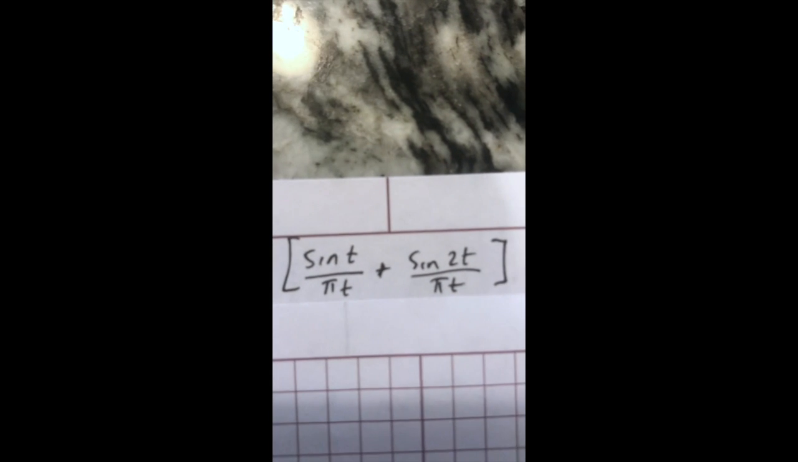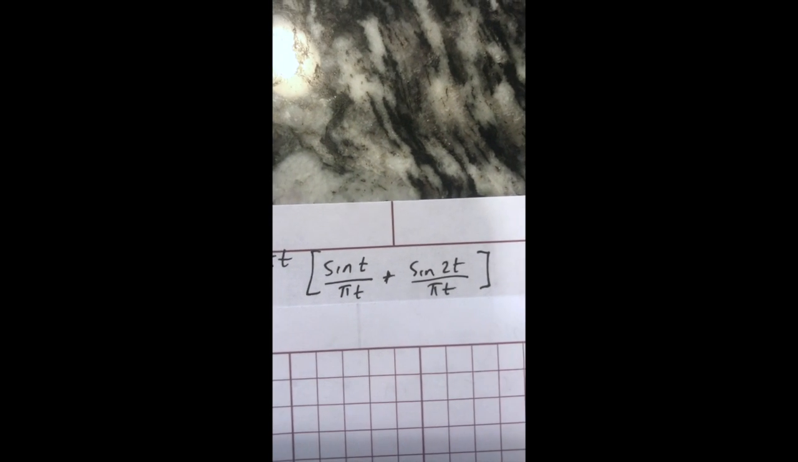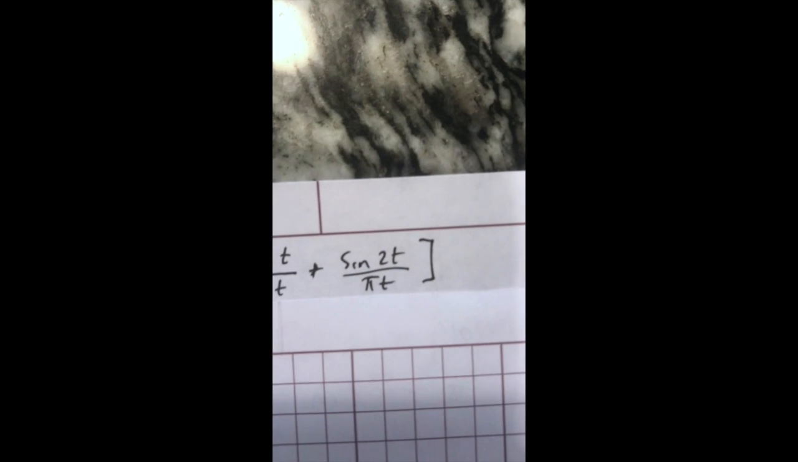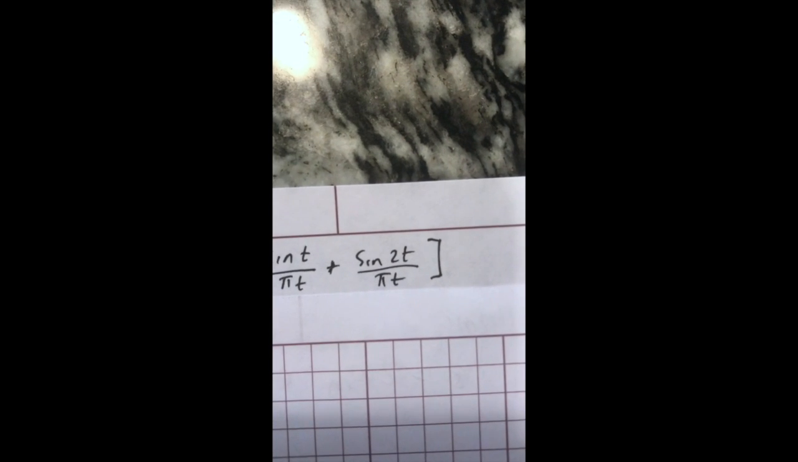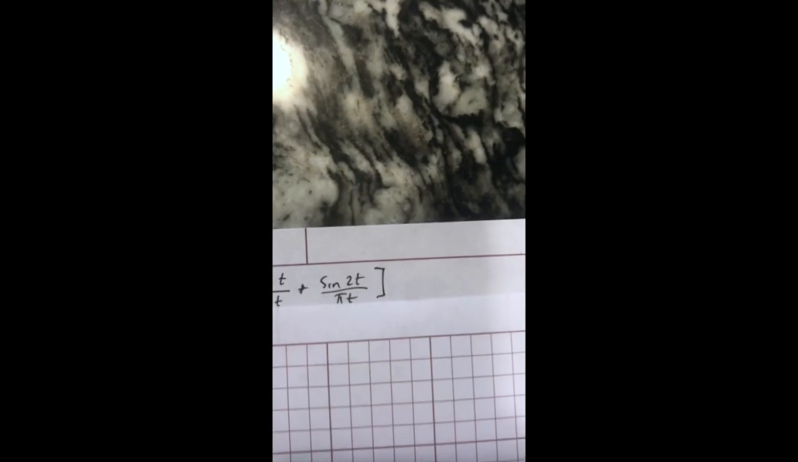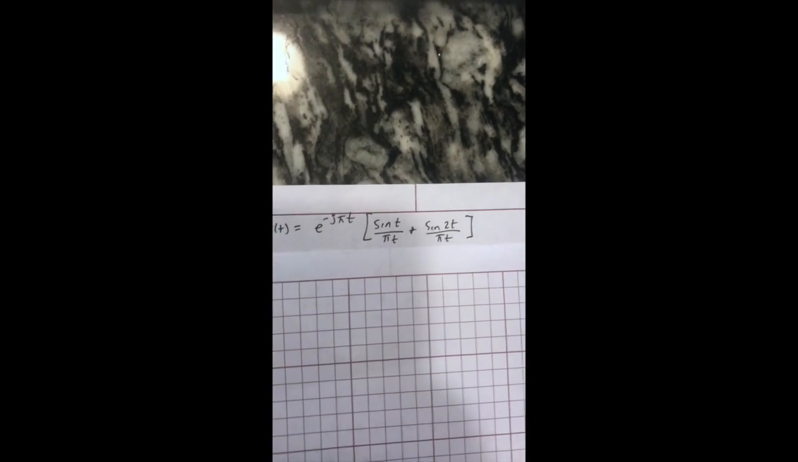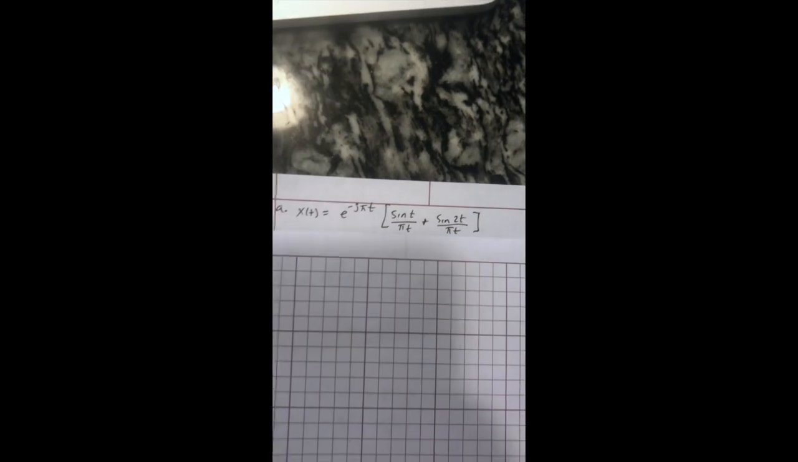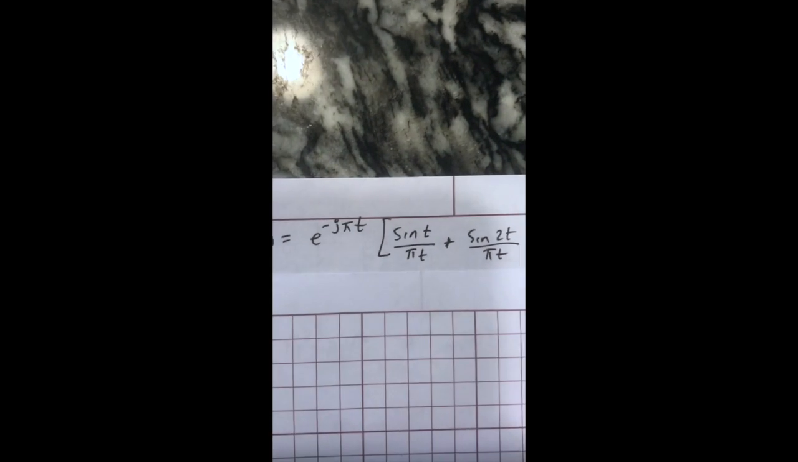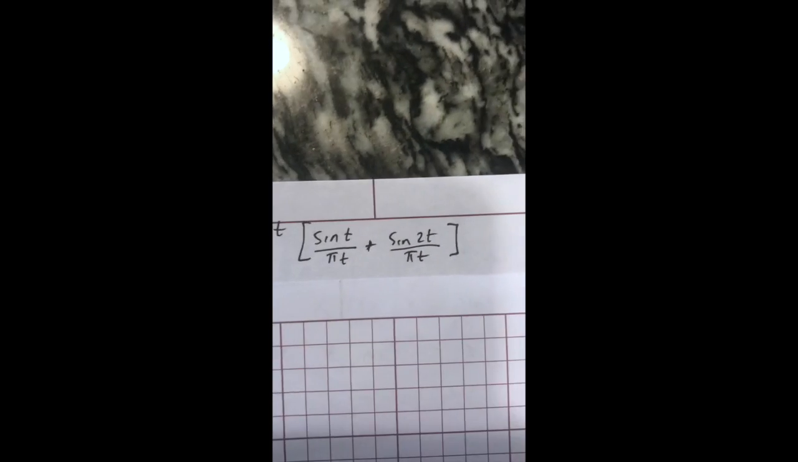Notice here omega will be 1 for that first signal. Second signal, omega will be 2. If you look at the form of a sinc function, you can pretty much figure out what the bounds for omega will be. So again, convolving in the time domain means multiplication in the frequency domain, right?